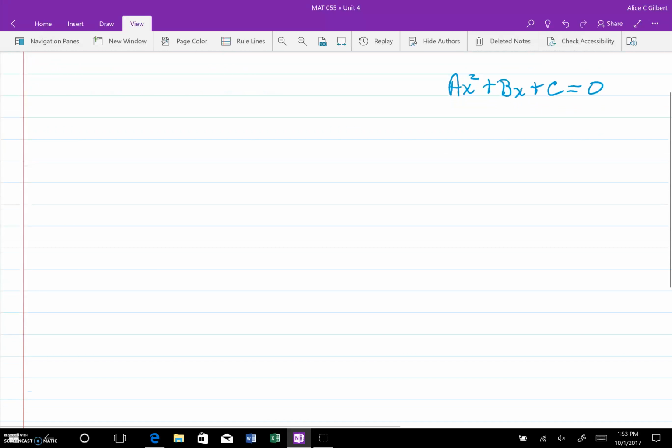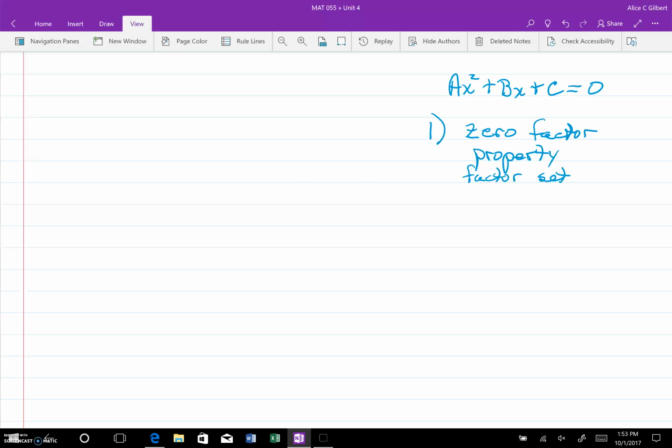So now, up until now, we have learned only one method for how to solve quadratic equations. Stop this and figure out which method that is, and then come back and see how close you are. So that method is the zero factor property, where we factor and set each factor equal to 0, and then solve. We've been doing that all semester long, okay?